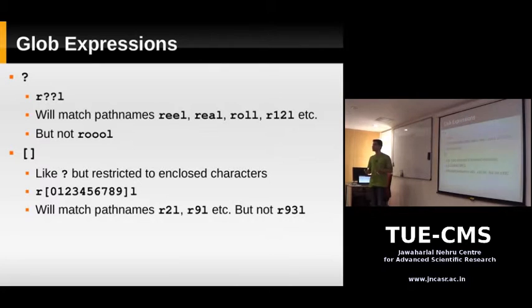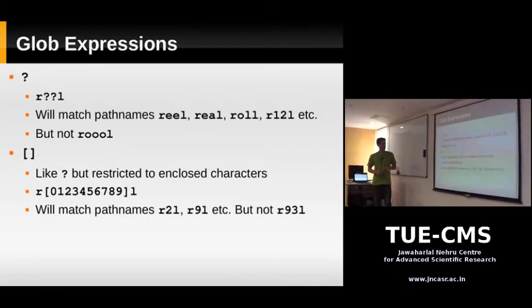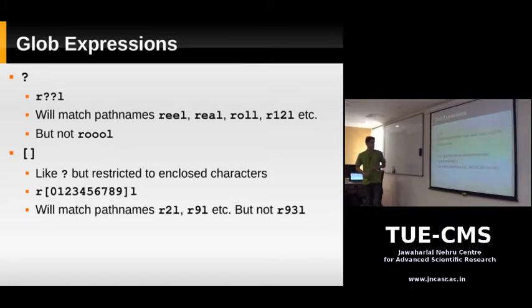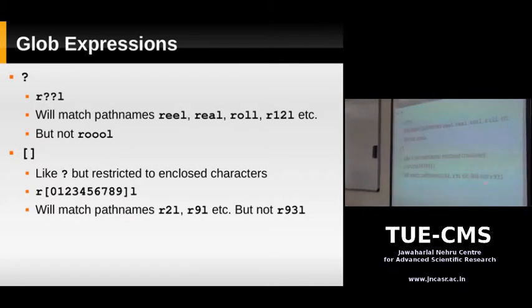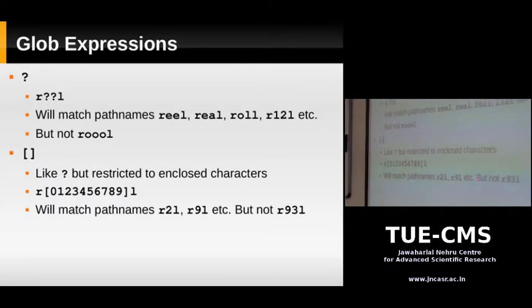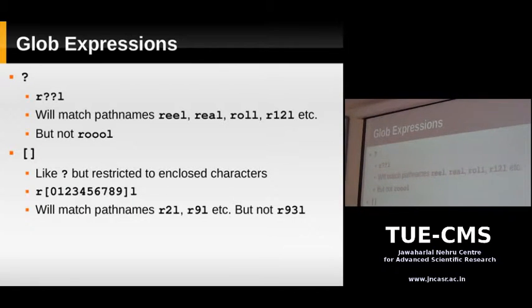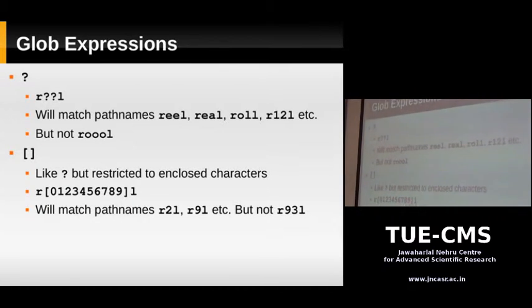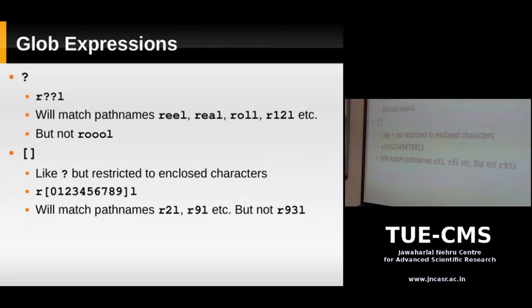So suppose you want to search only for digits, so 0 to 9. You would type something like this: R, a bracket, the digits from 0 to 9, close bracket, and L. So this will match file names like R2L, R9L, but it will not match R93L. For the same reason why this doesn't match ROL, because the shell is going to expect R, one of the characters from this set, and then an L. But here, 3 is not an L, so it doesn't match.